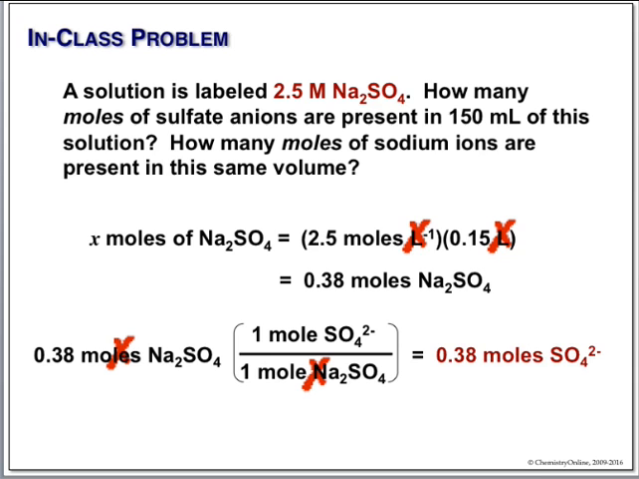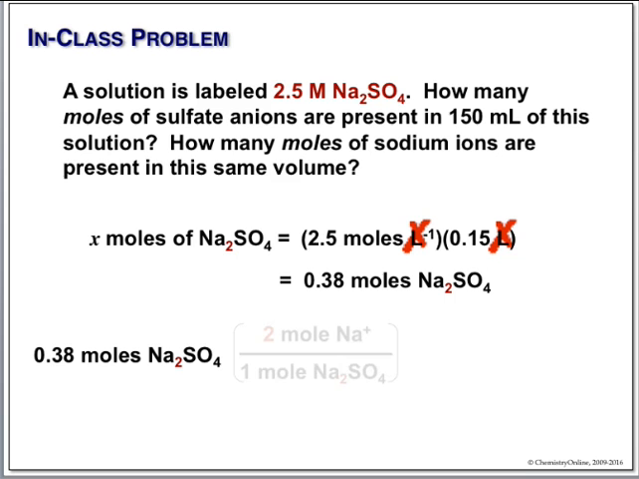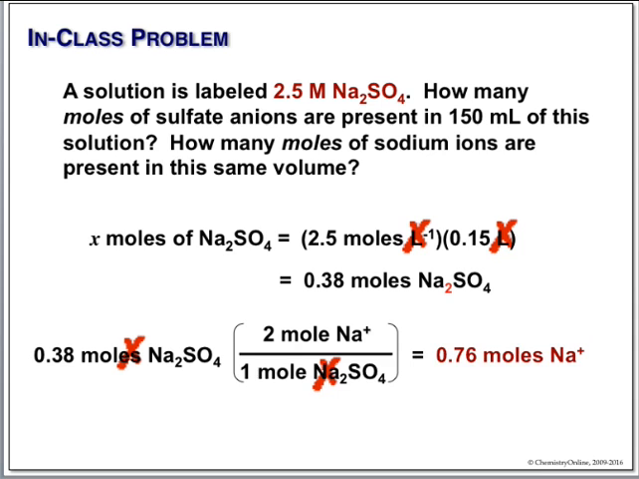Now, sodium is just as simple. We have 2 moles of sodium for every sodium sulfate, don't we? So 2 ions. So we're going to take our 0.38, multiply it by 2, and we have 0.76. When sodium sulfate dissolves, it will form 2 sodium ions in solution and 1 sulfate. The ions totally dissociate from each other. 2 sodiums and 1 sulfate.